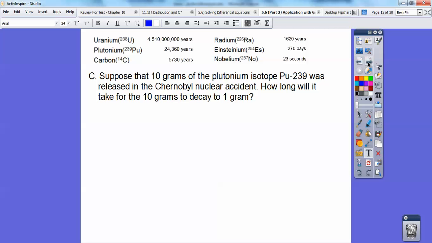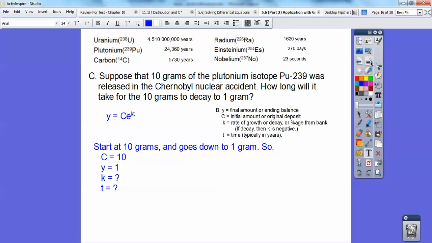So how long will it take for 10 grams to decay to 1 gram? Okay, so the plutonium, we're going to use this number, 24,360 years for the half-life right there. All right, so here's my formula, y equals ce to the kt power. Remember, y is the final amount, c is your initial amount, k is your rate of growth or decay, and t is your time in years.